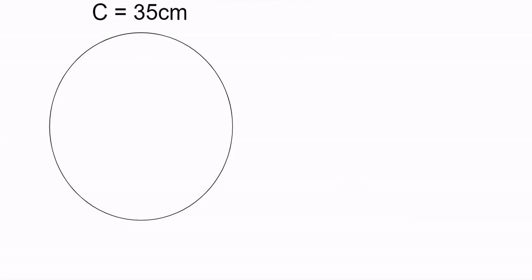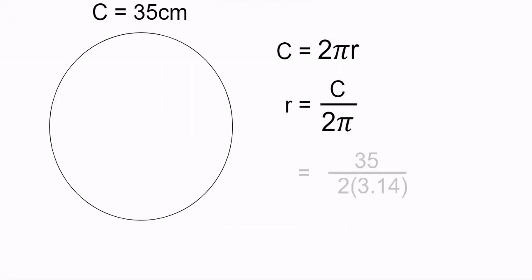Now what about finding the radius? So let's just say we're given the circumference of 35 centimeters, and the question asks us to find the radius. Well, to do that, we would still use the same formula. However, we would isolate the radius. So to do that, we divide both sides by 2 pi. And this means that the radius is going to equal circumference divided by 2 pi. And after we do this, we substitute in 35 for circumference and 3.14 for pi. And once we do this, we simply evaluate and we get 5.57 centimeters as the radius.